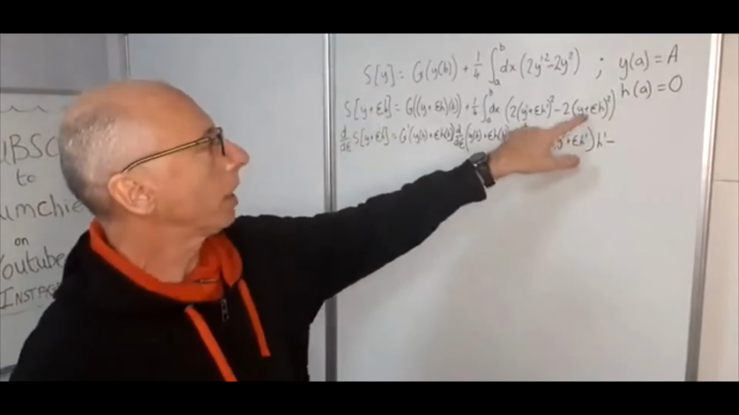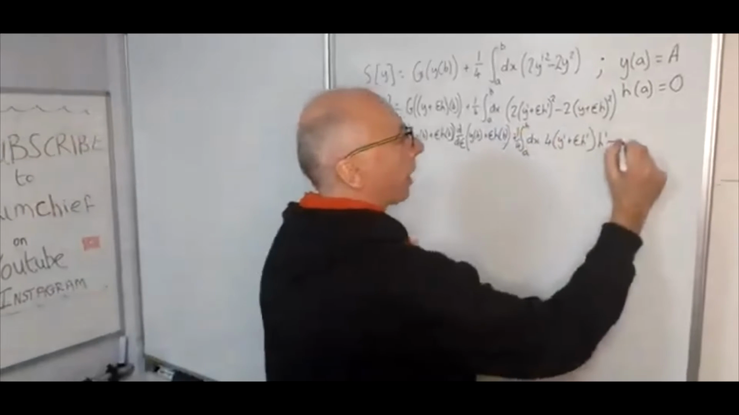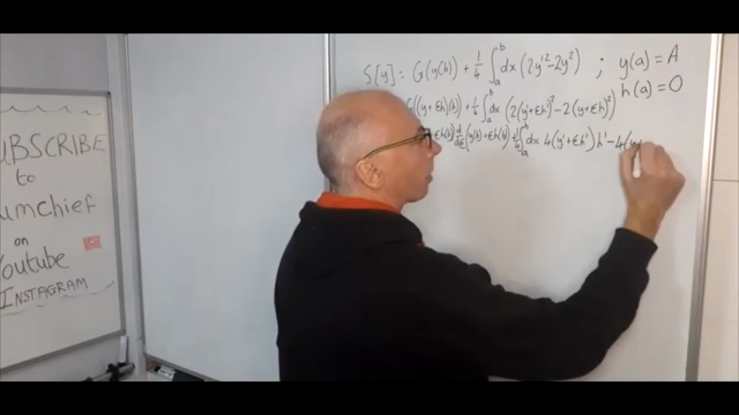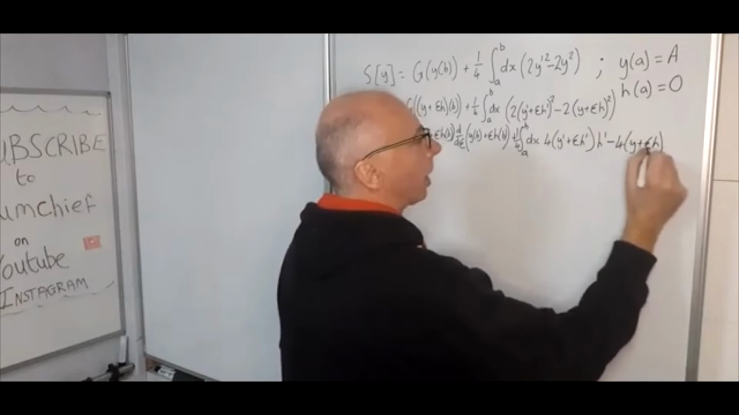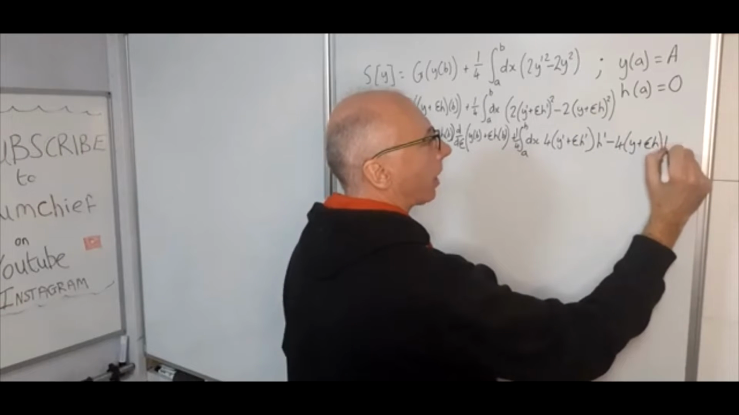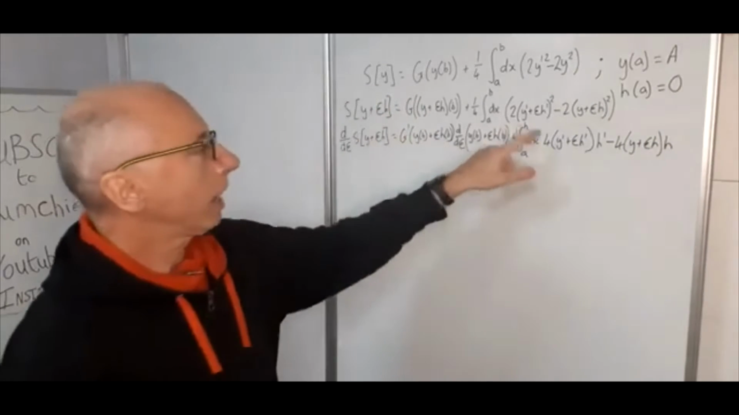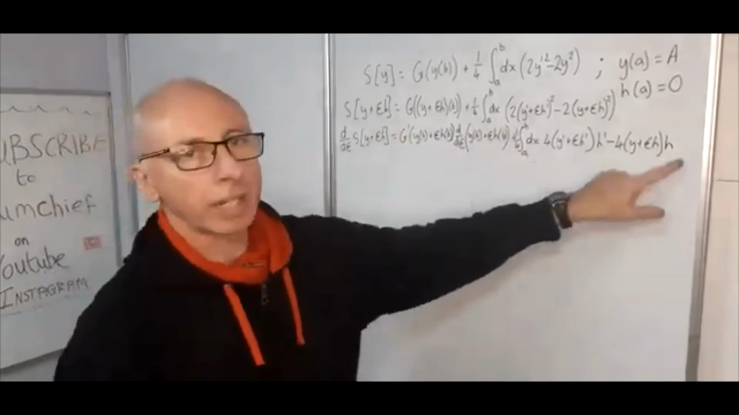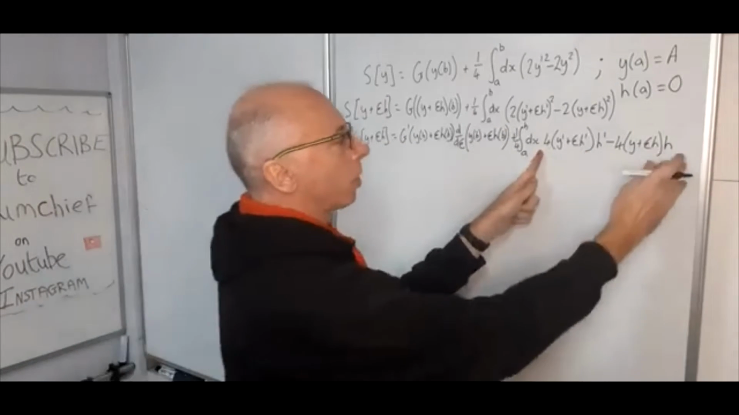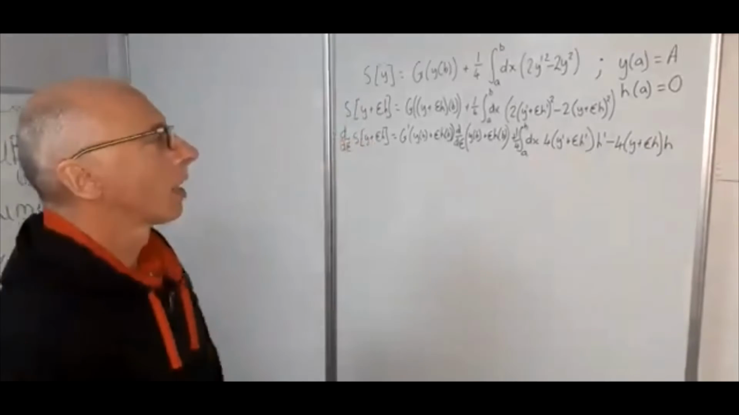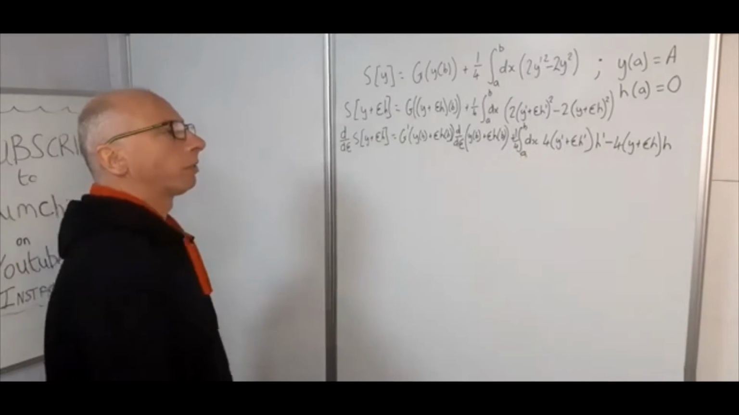So pretty much the same deal as we did here. We're going to get 4 times y plus epsilon h, and then the derivative with regards to epsilon here is just h. So now you'll see I've just stopped using the brackets. Hope you don't mind that, but I don't want to get too confused with too many brackets on there. But it's all under the same integral.